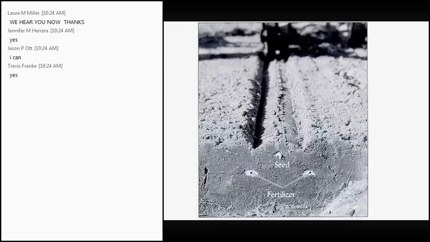So this is an example of banding or injection. We've got the seed planted here, and we've got the fertilizer applied to the side, about 2 inches down and about 6 inches to the side. And so the seed germinates without any issues, grows into the fertilizer area, and we get maximum absorption of that nutrient.